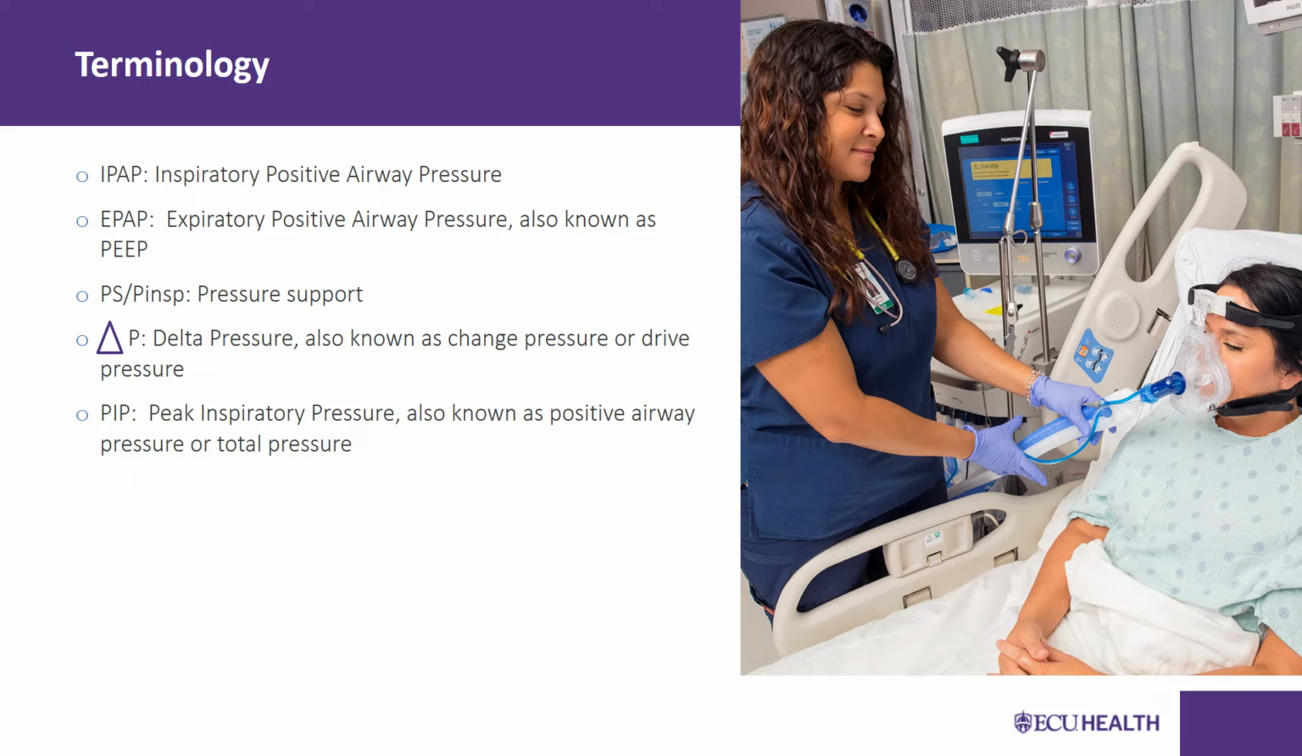The following is terminology that we as respiratory therapists already understand. I just wanted to review. Do understand that pressure support and P-INSP are the same thing on the Hamilton ventilators. Delta P is your delta pressure, but it's also known as your change pressure or drive pressure. The peak inspiratory pressure is also known as positive airway pressure or total pressure.